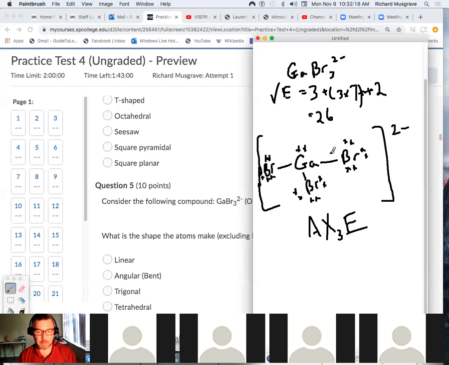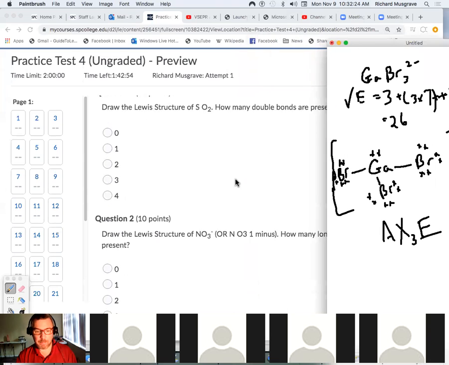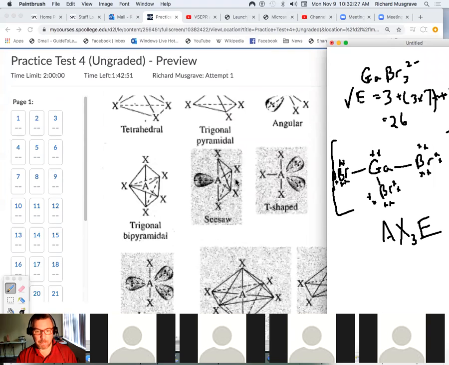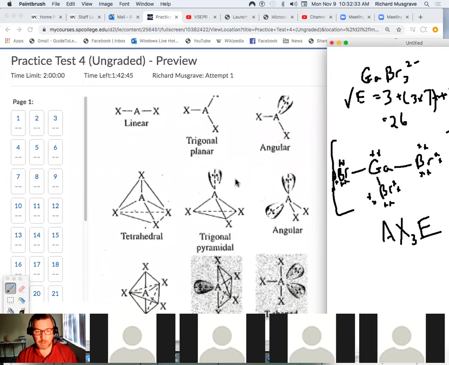Now we're looking for the shape of the atoms in this case. So we go back to our diagram here. So we're looking for AX3E. And I'm hoping you can see that it would be this one here. Trigonal pyramidal is what you'd call it. Three X's and then the non-bonding electron pair is here. So AX3E. And that will give us the shape of the atoms. Now the overall shape of this one would be tetrahedral. If you're asked for the overall shape, it'd be tetrahedral. For this one, the shape of the atoms is going to be trigonal pyramidal. Does anybody have any questions?